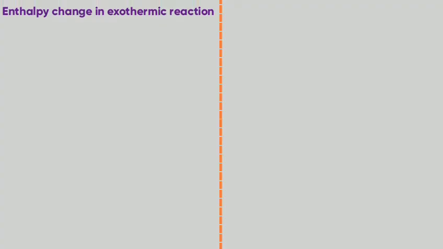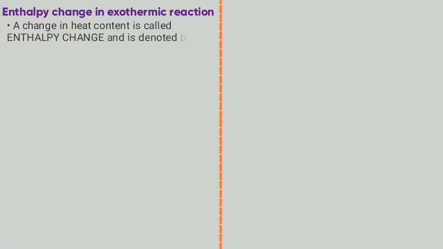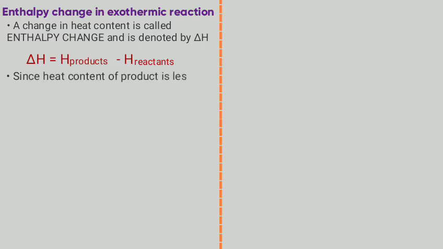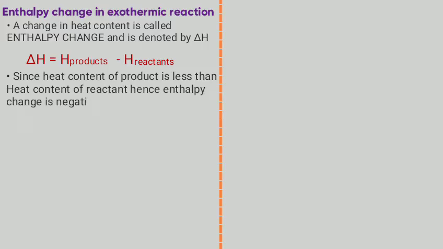Enthalpy change in an exothermic reaction. A change in heat content is called enthalpy change, denoted by delta H. Enthalpy change is given by the heat content of the products minus the heat content of the reactants. Therefore, as we mentioned earlier, the heat content of the products is less than that of the reactants, hence enthalpy change is negative. Example: carbon plus oxygen gives CO2, and delta H is negative 394 kilojoules per mole.